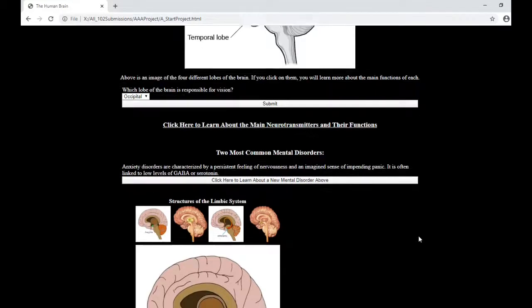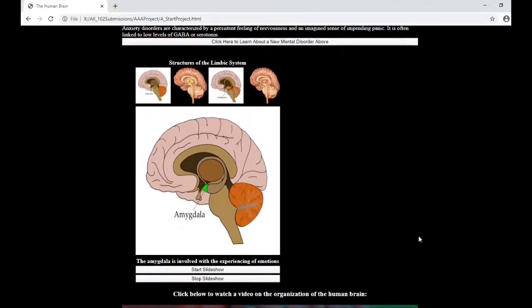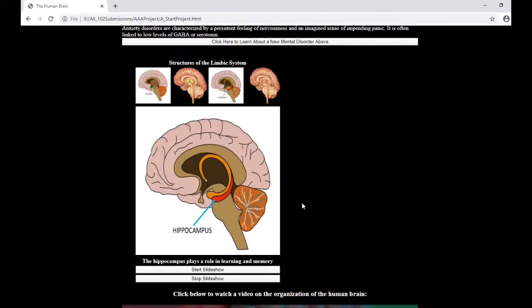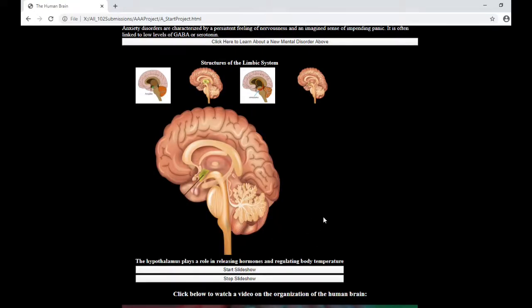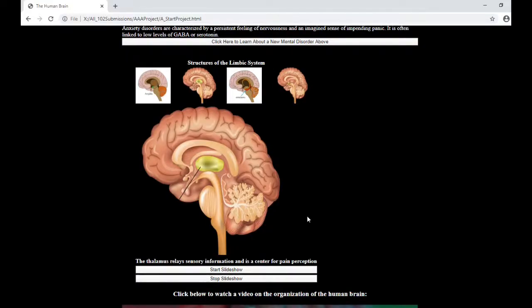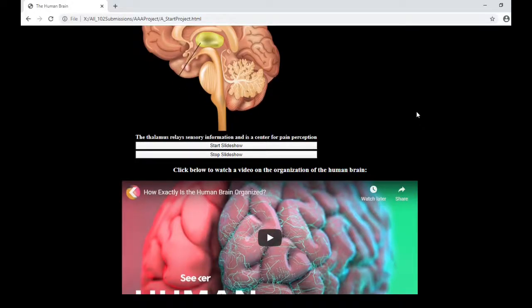And here we have a slideshow about the structures of the limbic system. So here, if we start our slideshow, the amygdala is involved with experiencing of emotions. The thalamus relays sensory information as a sensor for pain perception. The hippocampus plays a role in learning and memory. The hypothalamus plays a role in releasing hormones and regulating body temperature. You stop that. And then here is a video on the organization of the human brain.